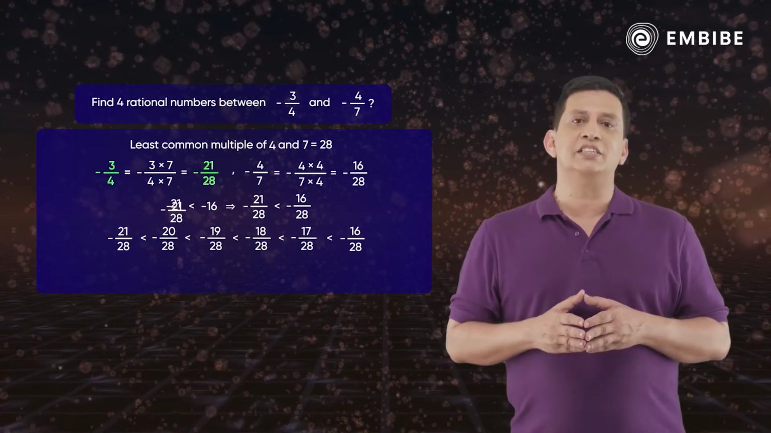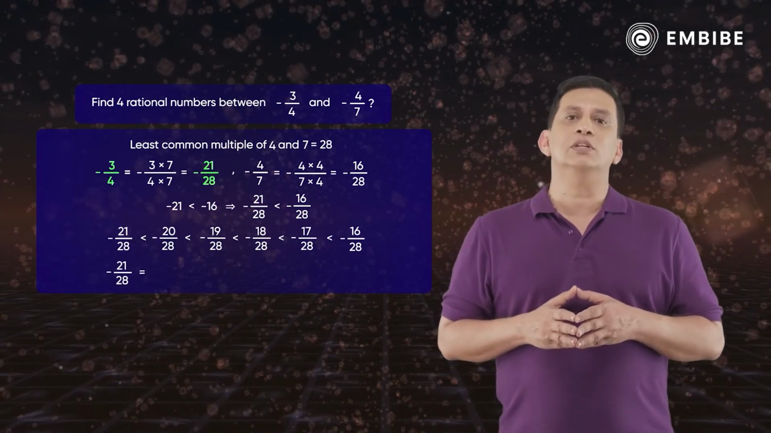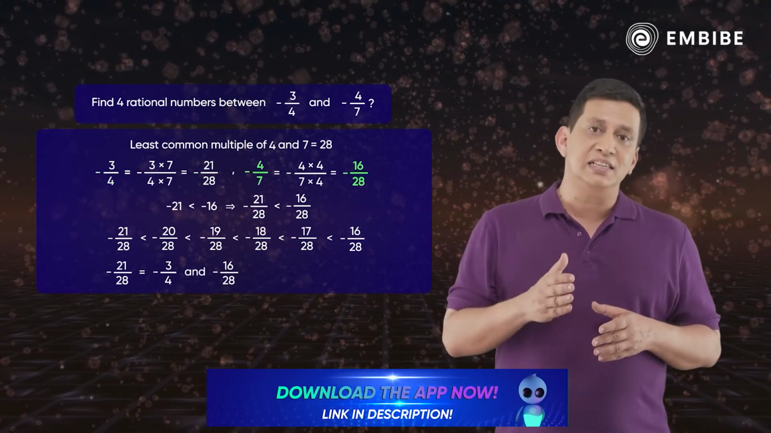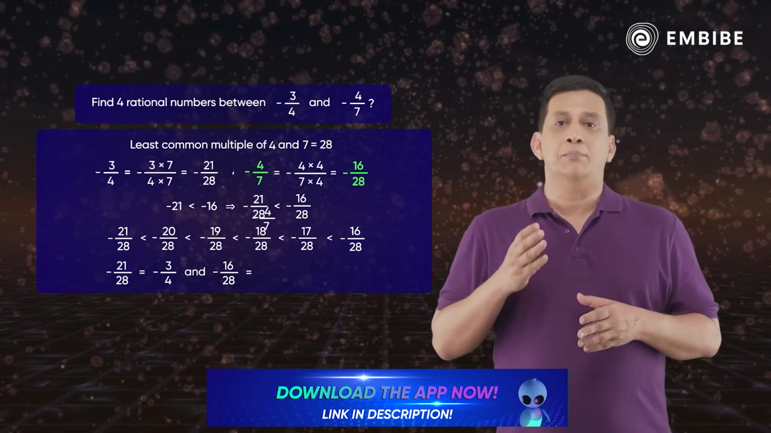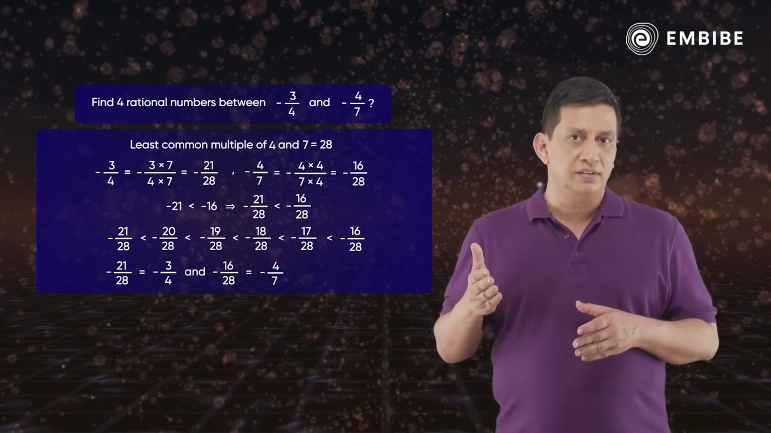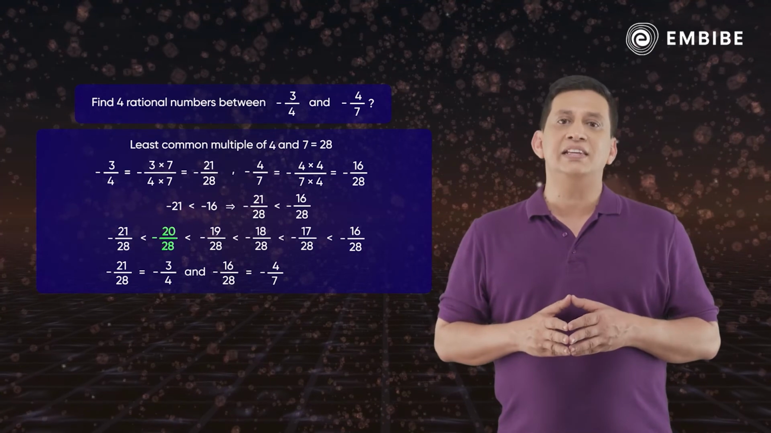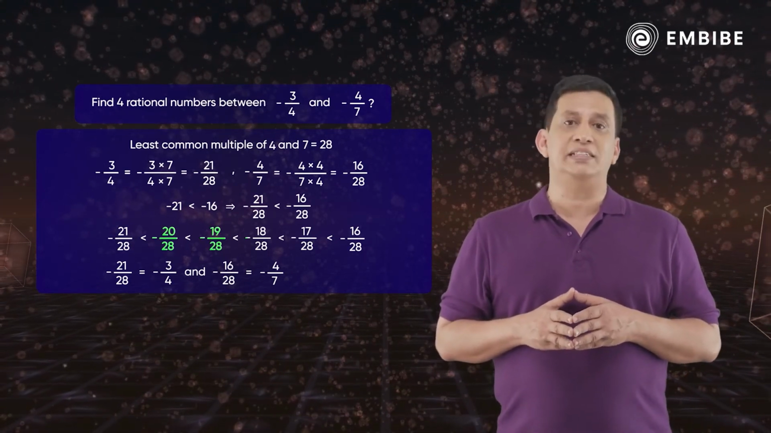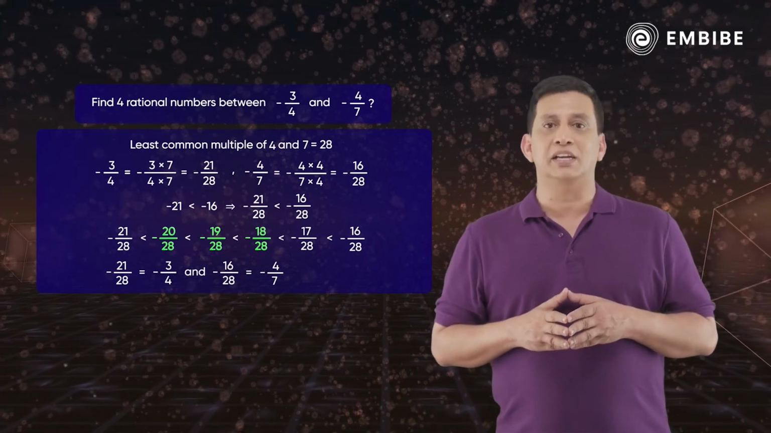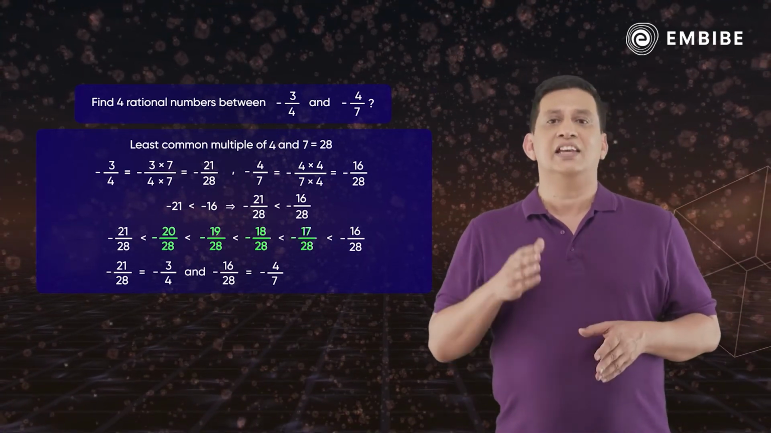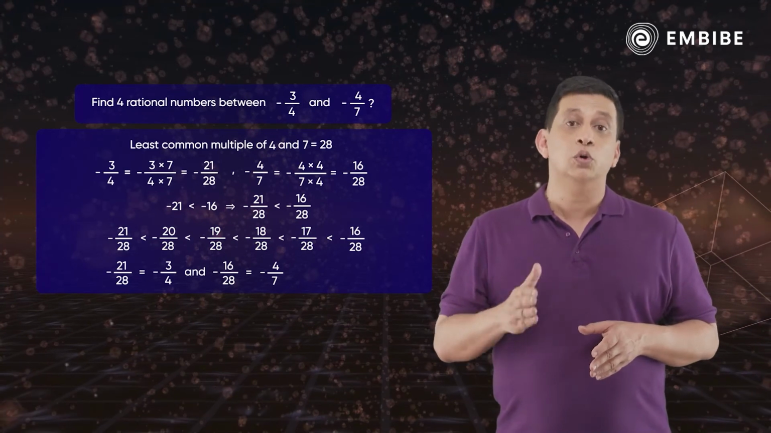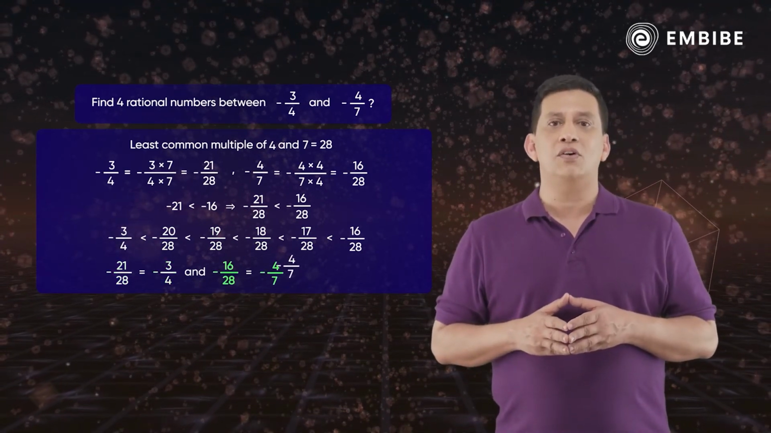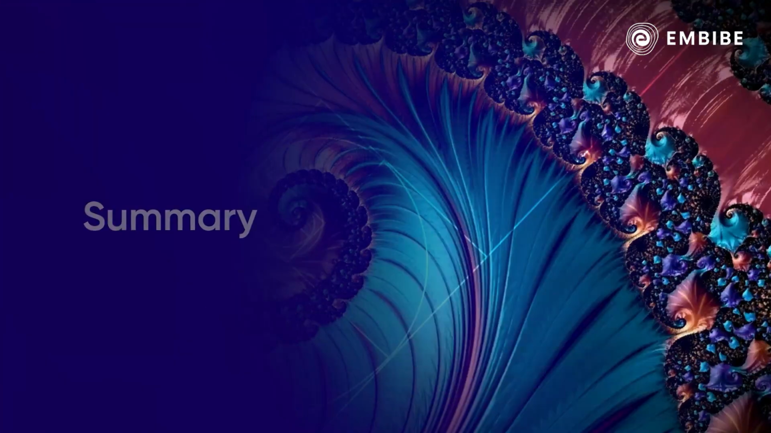Since we know that minus 21 by 28 is equal to minus 3 by 4 and minus 16 by 28 is equal to minus 4 by 7, we can say that minus 20 by 28, minus 19 by 28, minus 18 by 28, and minus 17 by 28 would also lie between minus 3 by 4 and minus 4 by 7.